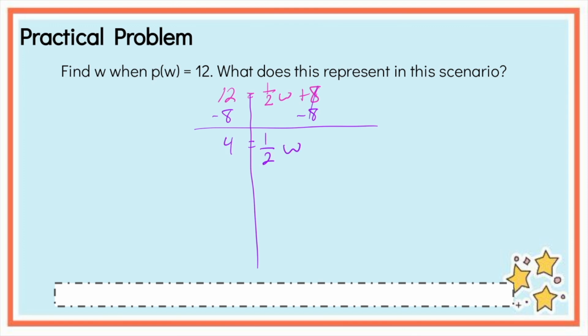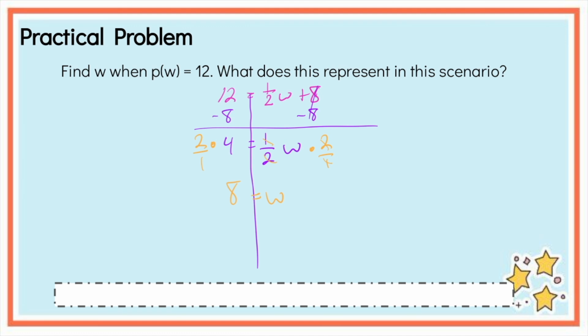Now I can't get rid of my W or get rid of the half by dividing, so I'm going to need to multiply by the reciprocal. So I'm going to multiply by 2 over 1, multiply by 2 over 1. These are going to cancel, leaving me with W over here. And 2 times 4 is 8, and 8 over 1 is just reduced to 8, so we get 8 equals W.